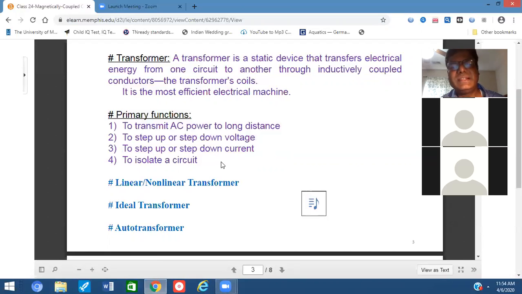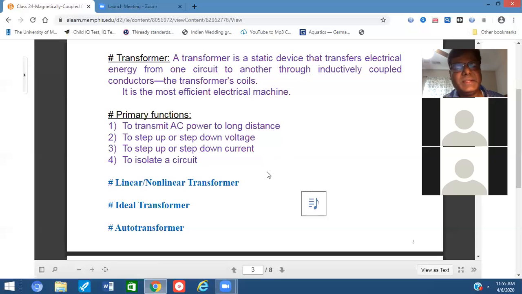And it isolates a circuit. As I said, the two circuits are magnetically connected, but they are electrically isolated. So those are the primary functions of a transformer.